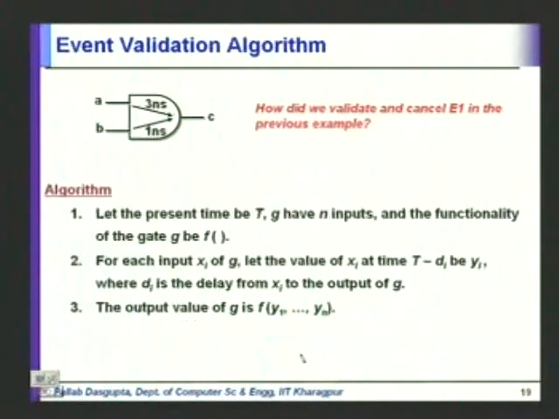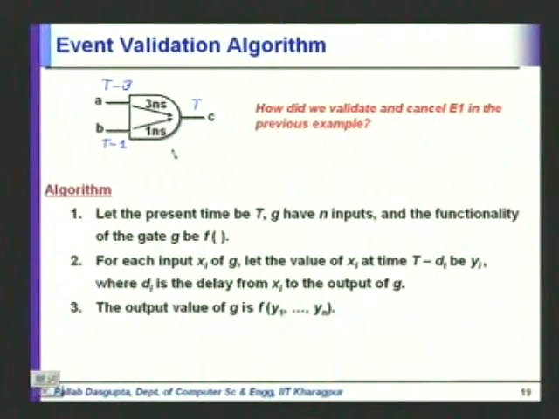Okay. So, this is the algorithm. Let the present time be t, G has n inputs and the functionality of the gate G be f. Okay. For each input xi of G, let the value of xi at time t minus di be yi, where di is the delay from xi to the output of G. Right. So, for example, when I want to evaluate the value of C at time t, I will look at the value of A at time t minus 3. Okay. And I will look at this one at time t minus 1.